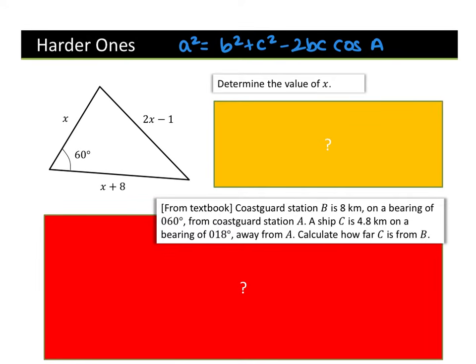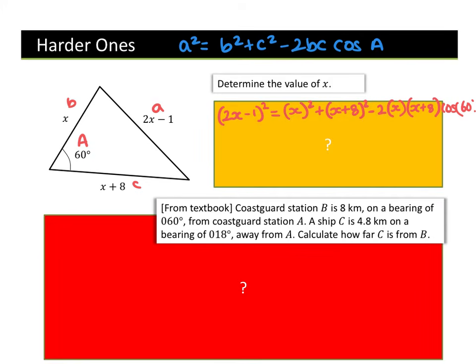So I'm going to go through the beginning of the first one for us. So step one, we label. Our angle is 60, so that's our angle A. We know opposite is our little a, and then we can label b and c as we see fit. When we substitute in using our formula, a is 2x minus 1 squared equals our b is x squared plus our c, which is x plus 8 squared, minus 2 lots of b, which is x, lots of c, which is x plus 8, cos of 60. Okay, that is exactly what we should have.